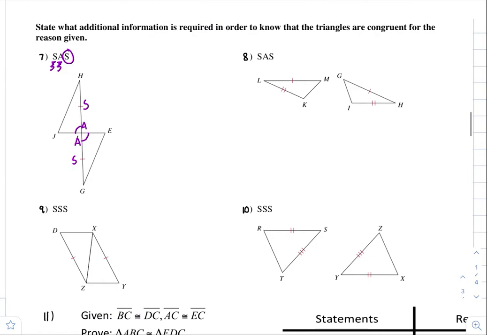In order for both triangles to be congruent by side angle side, this side has to be congruent to this side so that it makes a side angle side. So that is JI has to be congruent to EI. Or vice versa. You could have said IJ, which is the same thing, congruent to IE.